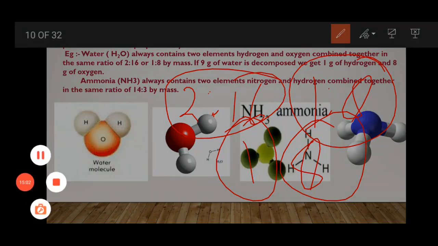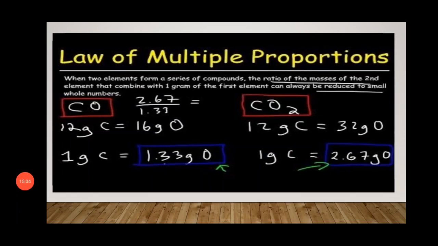The similar case is in ammonia also, when one nitrogen atom combines with 3 atoms of hydrogen, then we are getting ammonia gas. If we take according to their mass, then it will come 14:3.